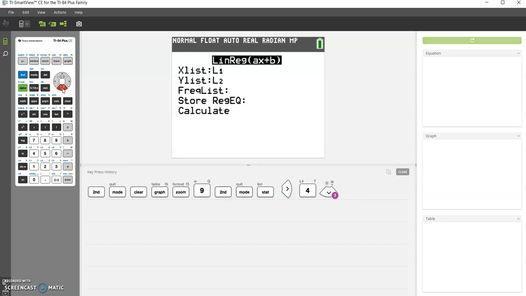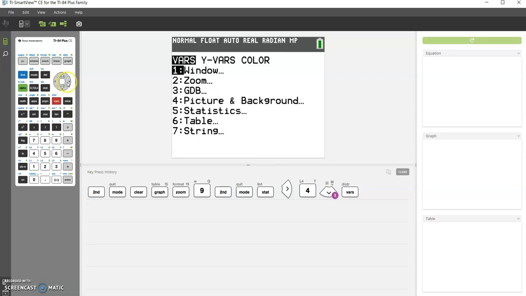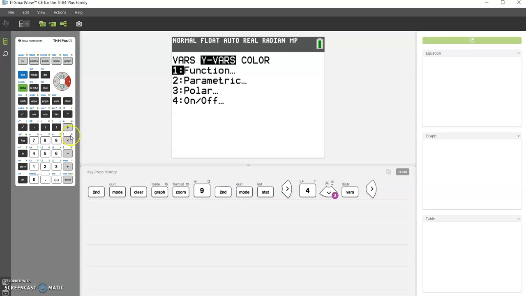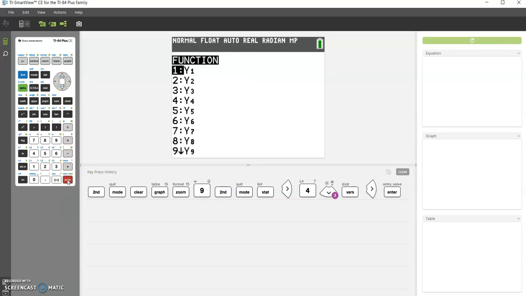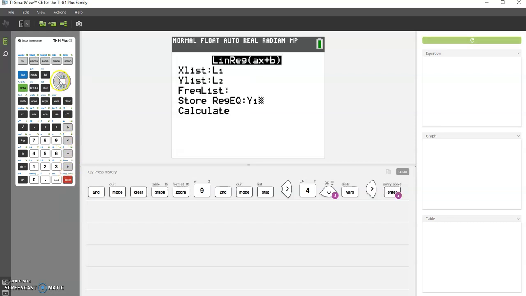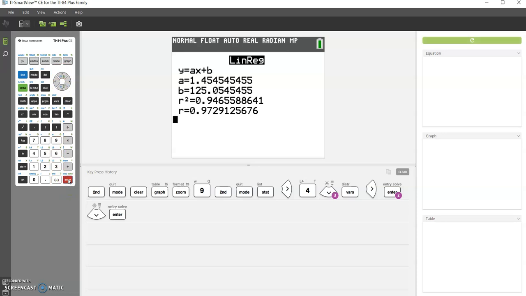I want to store my regression equation in Y1, so I'm going to hit vars. Vars, remember, is right beside clear. Arrow over to Yvars using the right arrow key. Hit enter on function. Hit enter on Y1. And so now you're going to be putting your equation in Y1. Arrow down one more time and hit calculate.